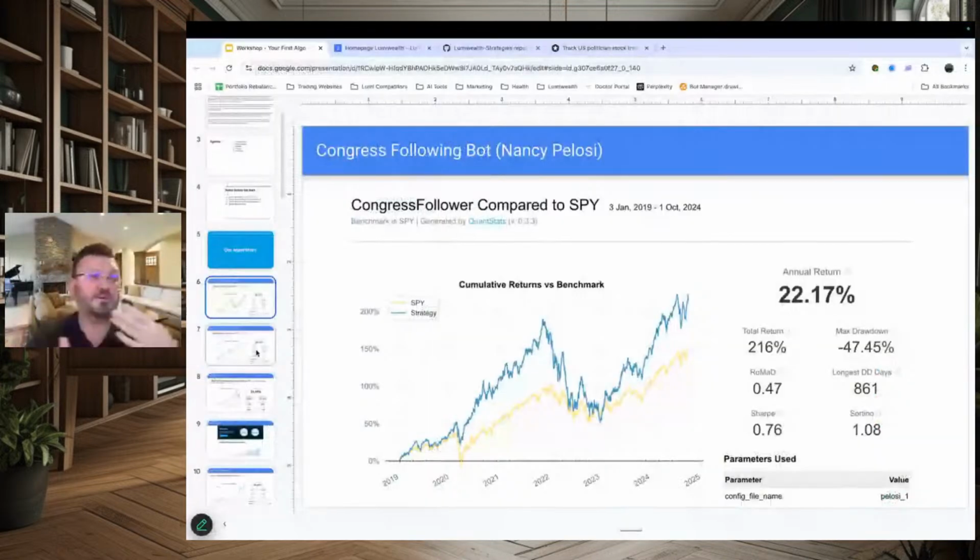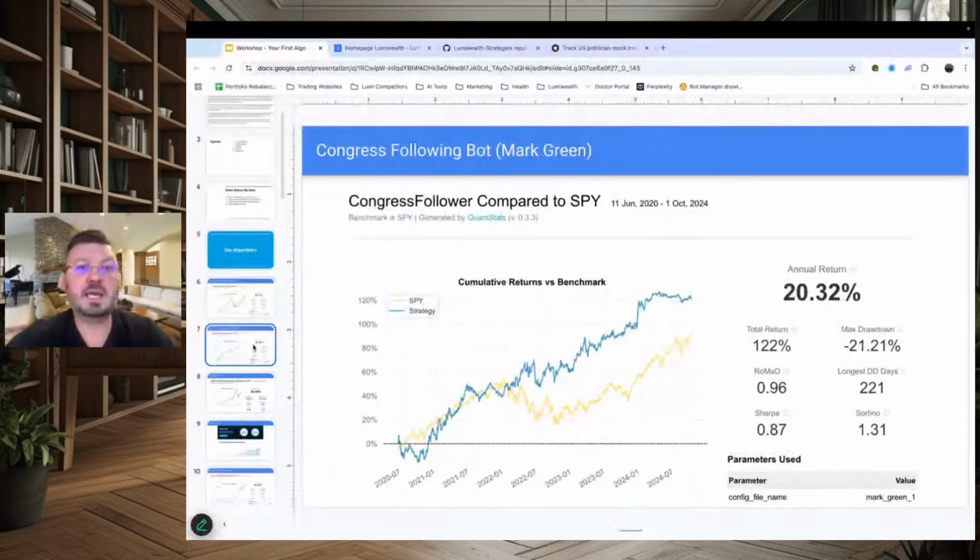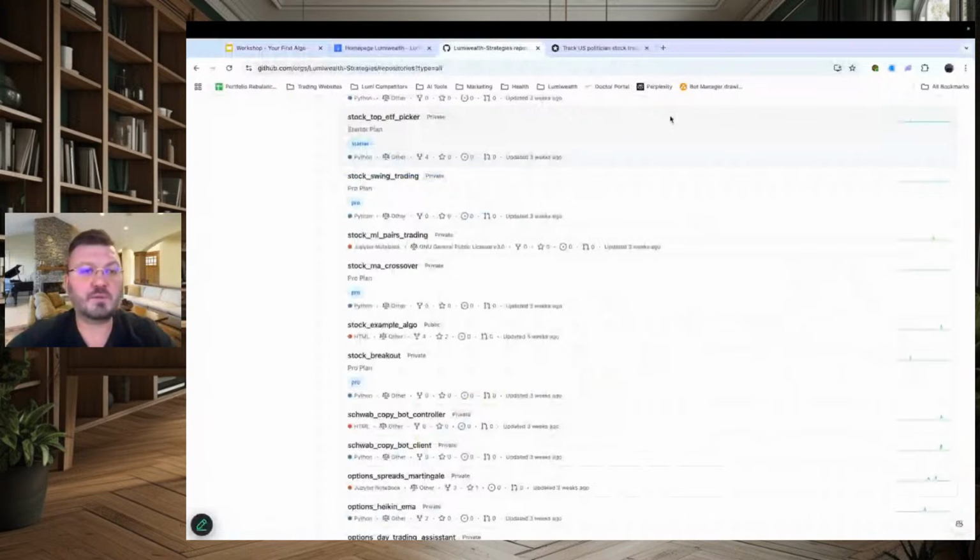But again, like I said, you can make this thing follow any Congress member that you want. We give you the code. You can basically use our code. It is included here in our GitHub when you subscribe to one of our plans.